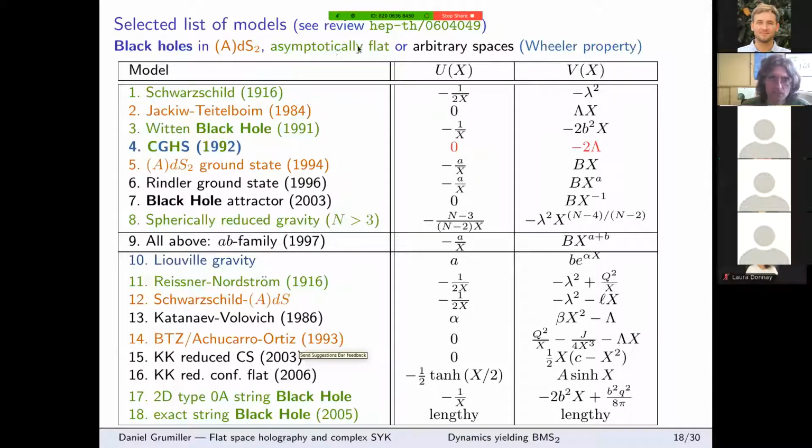And we're interested in asymptotically flat spacetimes. So for us, the models in green are the important ones. And the simplest one of those is the CGHS model, which again has vanishing kinetic term and a very simple, namely constant, potential V. So for simplicity, we're just going to focus on this fourth line here, on the so-called CGHS model.